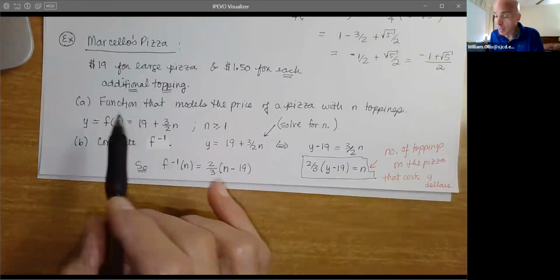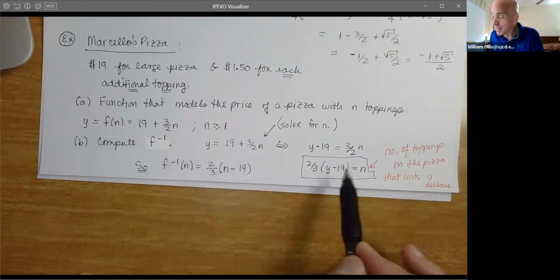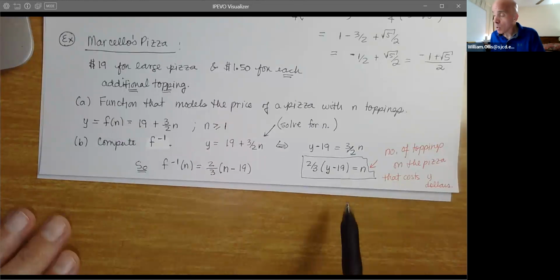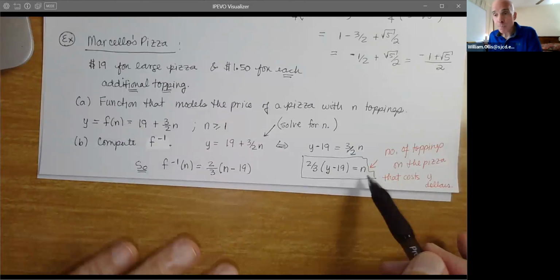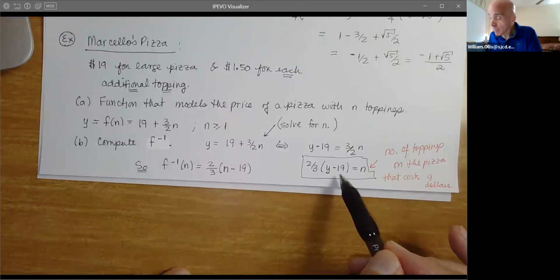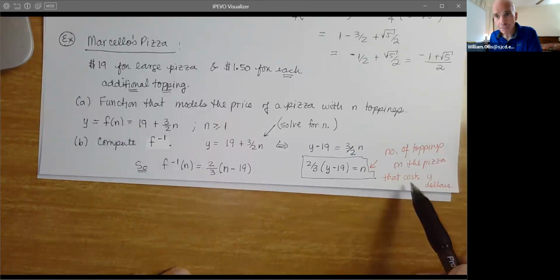So if you think of variables y and n, then this setting is better for the problem, because now this makes perfect sense. Y is the cost of the pizza. You can input the y and then figure out how many extra toppings the customer had on their pizza.